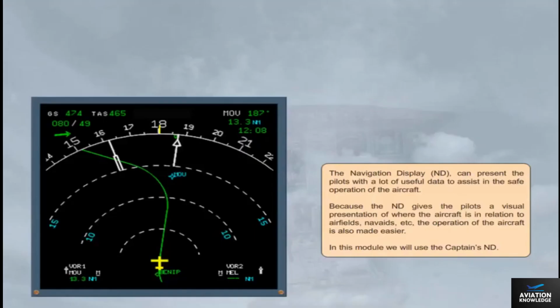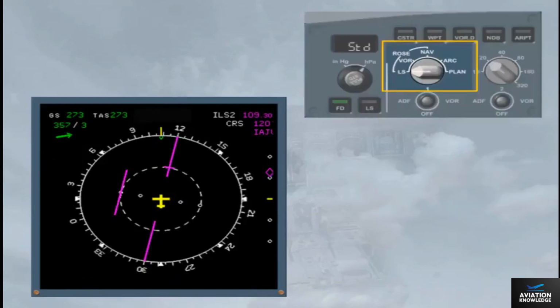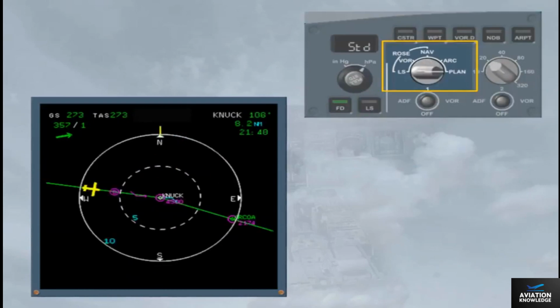The navigation display, ND, can present the pilots with a lot of useful data to assist in the safe operation of the aircraft. Because the ND gives the pilots a visual presentation of where the aircraft is in relation to airfields, nav aids, etc., the operation of the aircraft is also made easier. In this module, we will use the captain's ND. There are 5 display modes available on the ND. They are selected by the mode selector on the EFIS control panel.